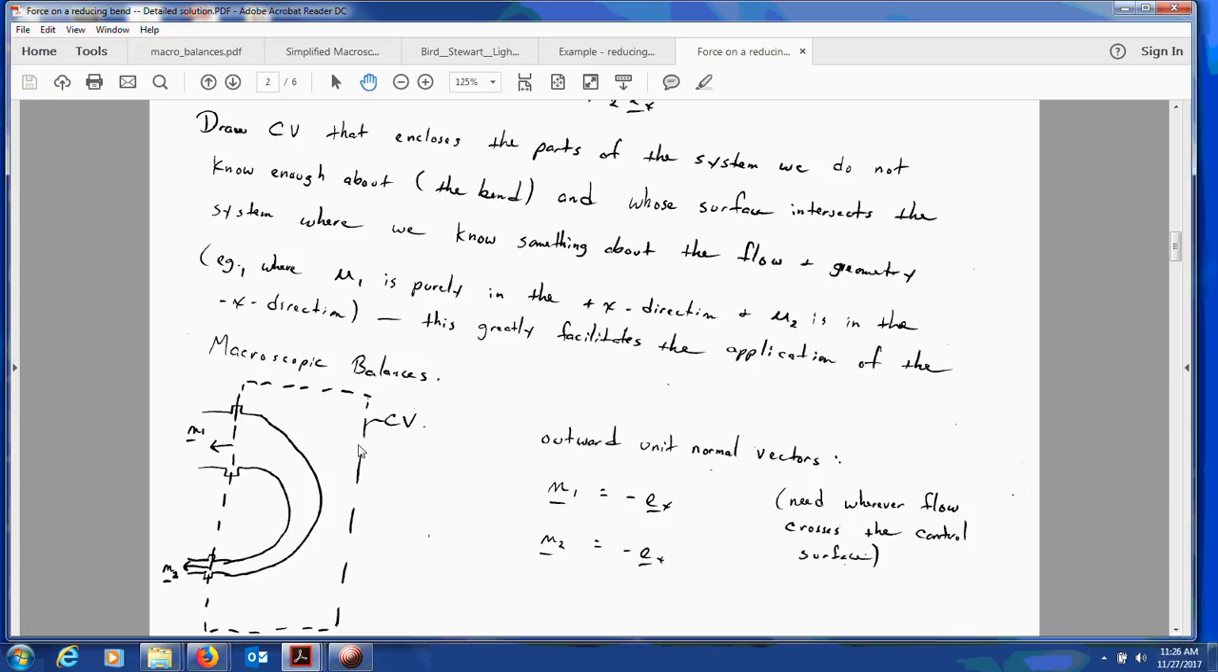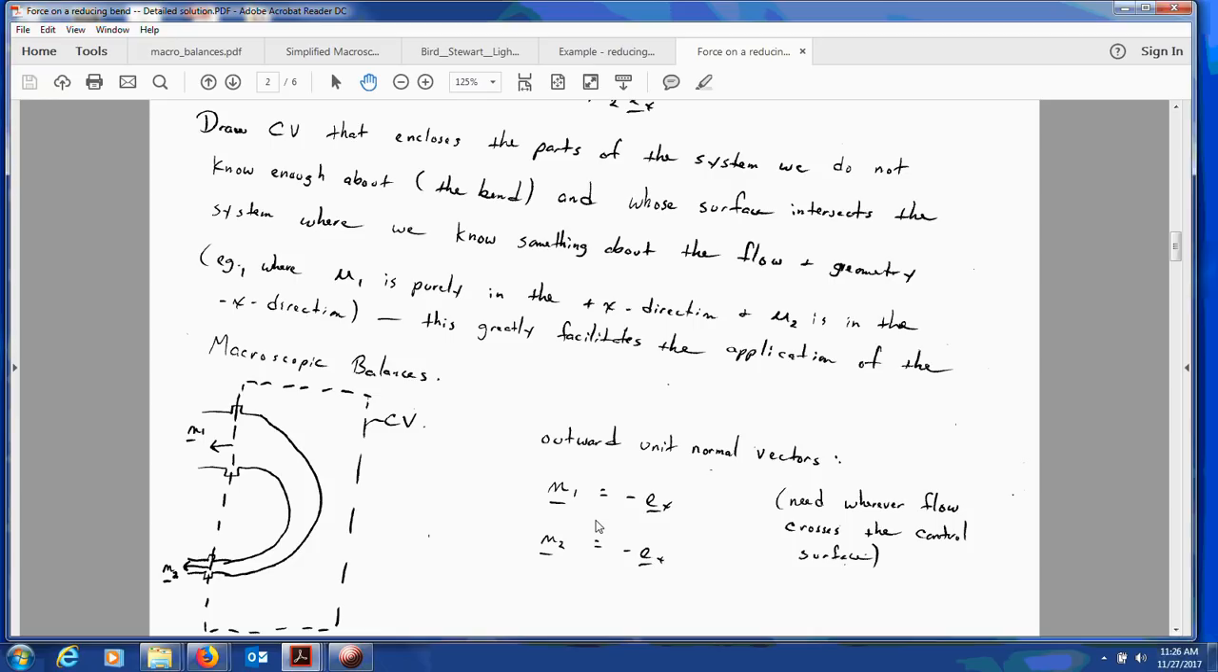Once we draw the control volume, anywhere you have an inlet or outlet, you need to figure out what the outward unit normal vectors are relative to the control volume surface. So at position 1, we can draw unit vector n1. It points to the left in the minus x direction. At position 2, the outward normal also points to the left. Therefore, n1 and n2 are both equal to minus the ex unit vector.